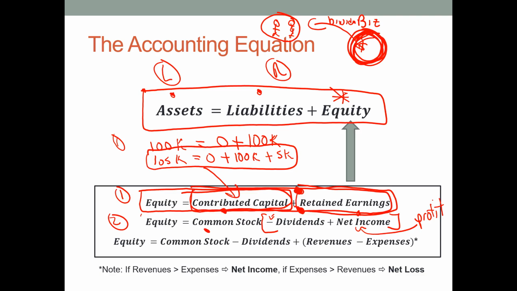So now in this third equation, we still have common stock. That's again part of this contributed capital. We have dividends. It's the same as above. But now we're further breaking out what is net income. It is your revenues minus your expenses. Remember I talked about the utility bill. The utility bill is going to come into here. It's going to flow into our balance for equity.